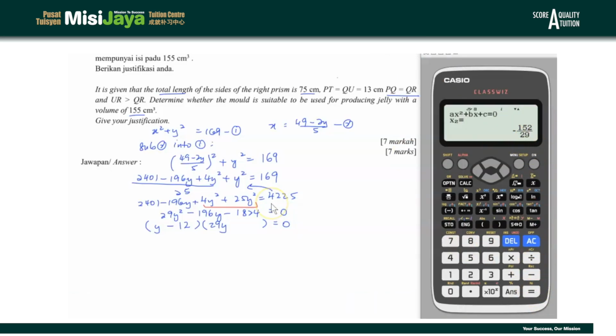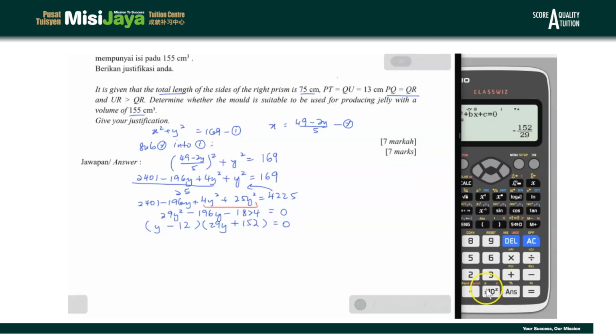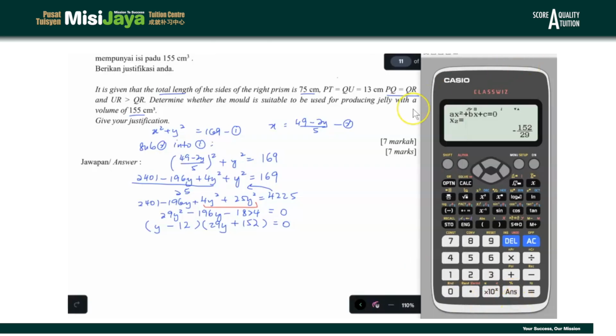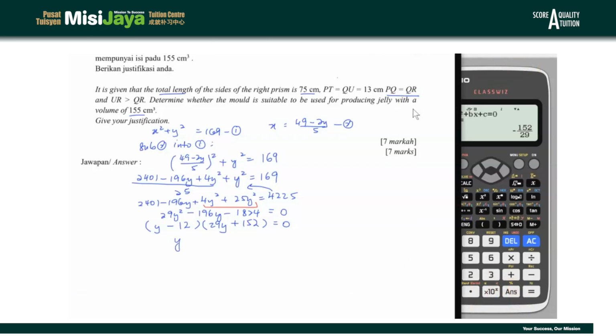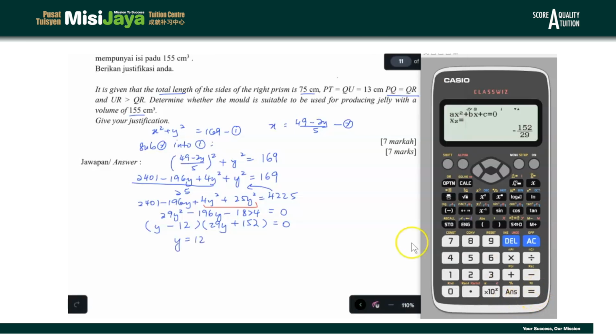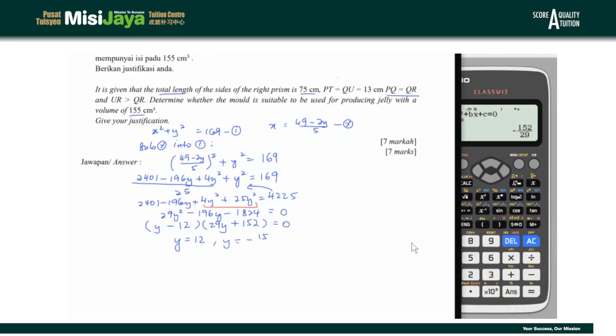So you see here, there's a 29y in your bracket, right? So it's negative, then it will be positive 152. Okay, positive 152. So we already factorized it. So our answer is y equals to, when the first bracket equals to 0, then y equals to 12. Okay? And then when the second bracket equals to 0, your y is negative 152 over 29.